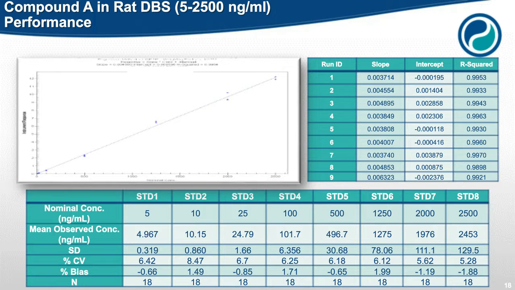So this slide shows you linearity of the calibration standards. Among 9 runs, each run has 2 sets of curves. The linearity is very good based on the R-square values. And the percent bias is generally less than 2%, which is very good. The acceptance criteria is actually plus or minus 15. Not only that, the percent CV is also very tight. They're all single digit.